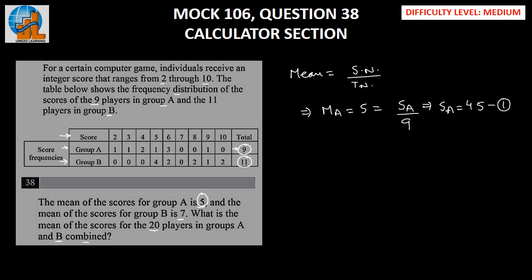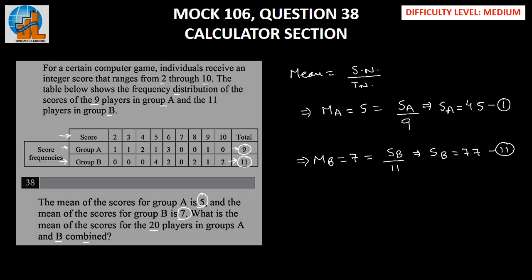Similarly, we know that the mean for Group B is 7, which implies MB, which is also equal to 7, is equal to SB, the sum of all the scores in Group B, divided by 11, as there are 11 players in Group B. This implies the sum of all the scores in Group B should be equal to 77. This should be our equation number 2.